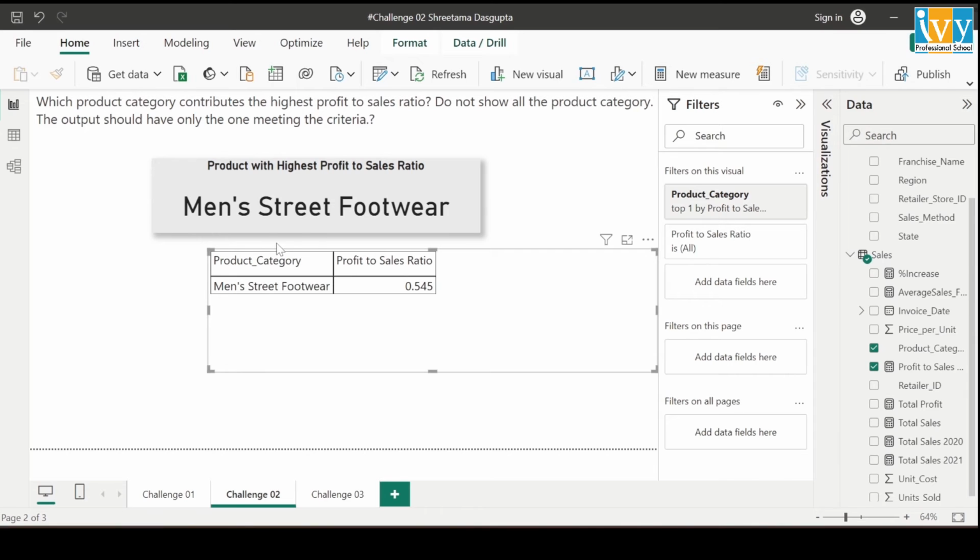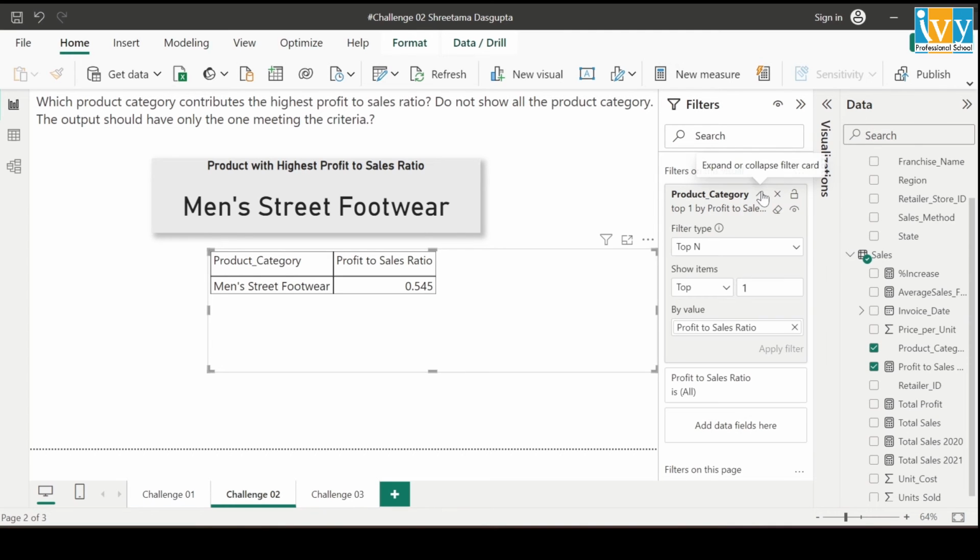So coming to the visual, I have dropped product category and profit to sales ratio in a table. Now above this, I have applied a filter, where I have taken the top one by profit to sales ratio. As a result, this is showing me the product category which has the highest profit to sales ratio. In this case, this is men's street footwear.